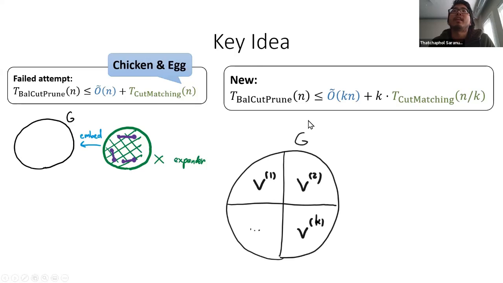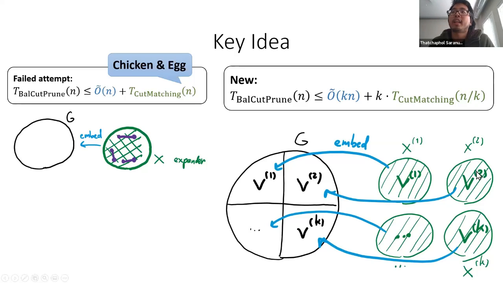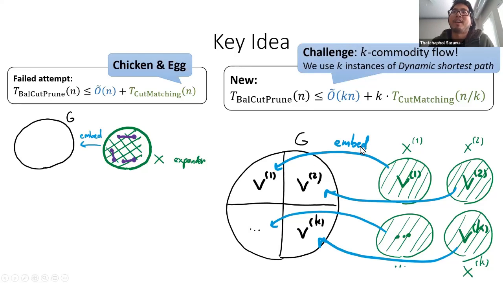And the key idea is that we don't want this n term. We want something smaller, n over k. So the key idea is that instead, we divide the graph into k parts and try to embed k expanders simultaneously, one into each part. And to embed this, although I didn't define it yet, you need to solve something similar to a special case of k-commodity flow. But because it's a special case of this problem, we don't need a black box k-commodity flow algorithm.